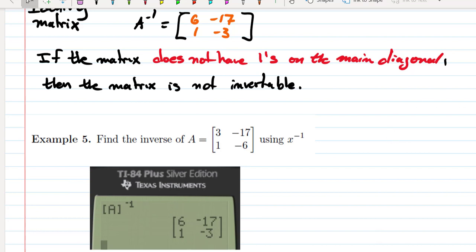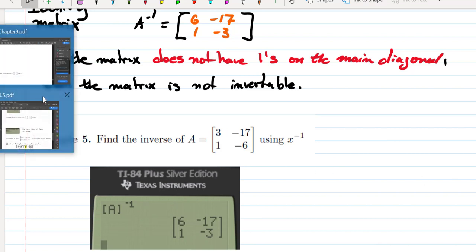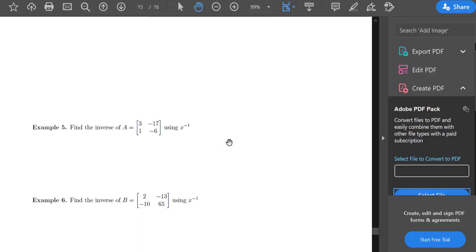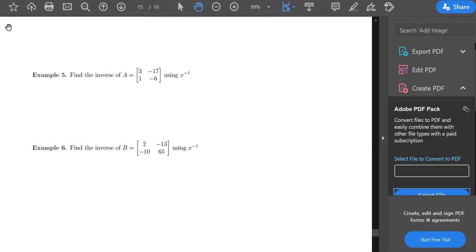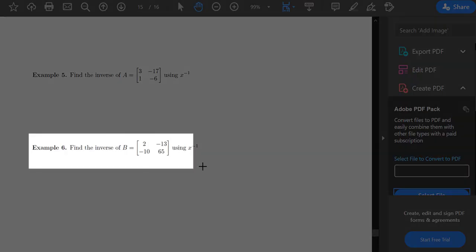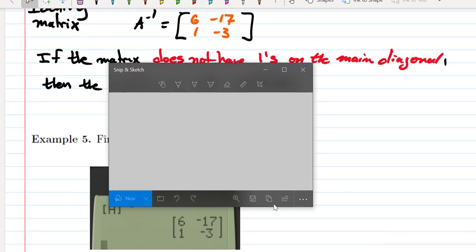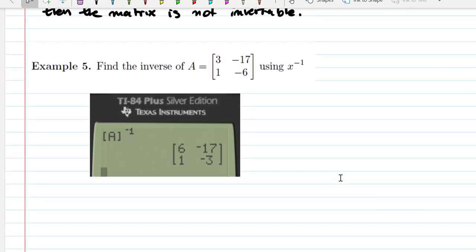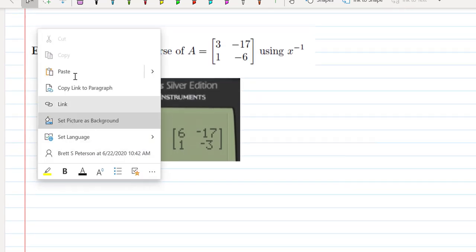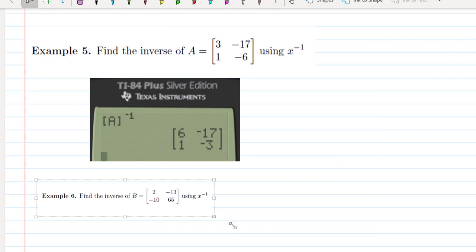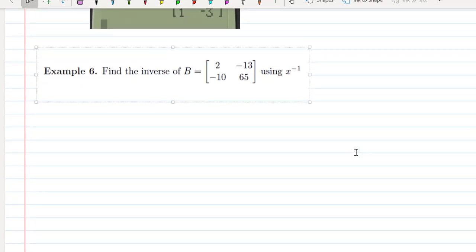So let's take a look at example number 6. So it's asking us to do the same thing. And it wants us to find the inverse using the x inverse key.